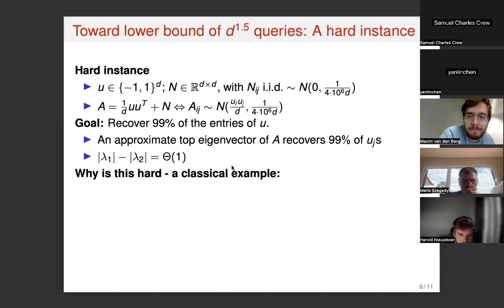Sorry? Like how do you know that the difference is constant for lambda 1 and lambda 2? Yeah, okay, so the point is, if you ignore the noise part, so you just look at the 1 over square root of D UU transpose, then this would have the top eigenvalue 1, right, with eigenvector U, right? And now then you just look at the U is not 1.